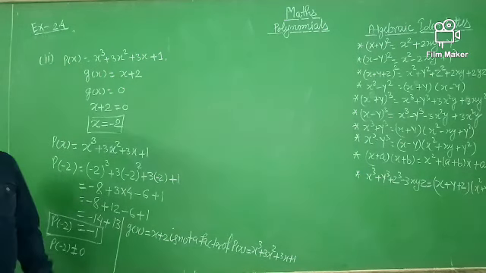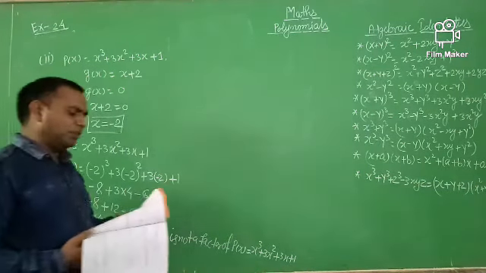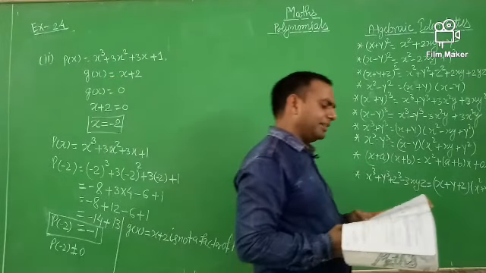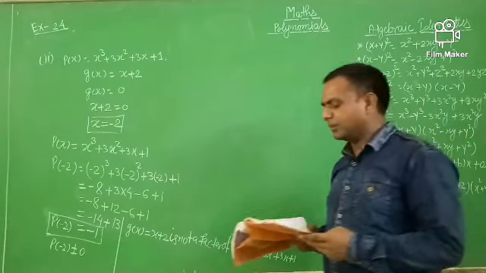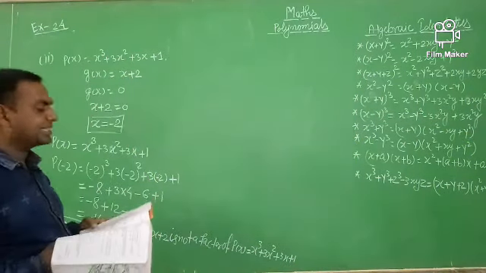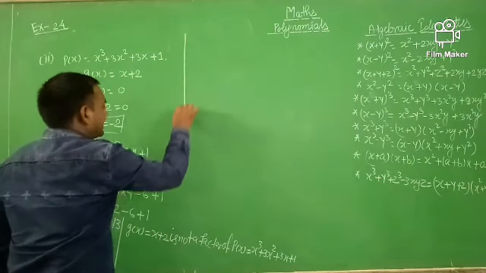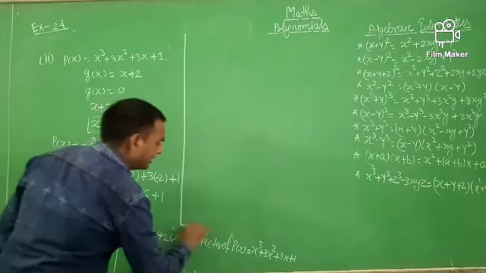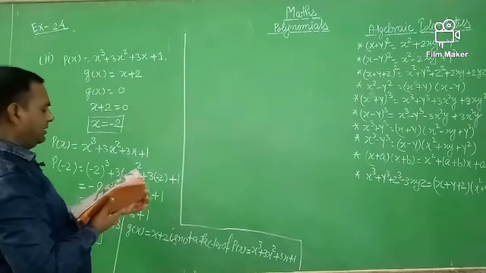Okay, all of you understood? Next question. Find the value of k if x minus 1 is a factor of p(x) in each of the following. Here in the question it is given that x minus 1 is a factor. All of you listen carefully.